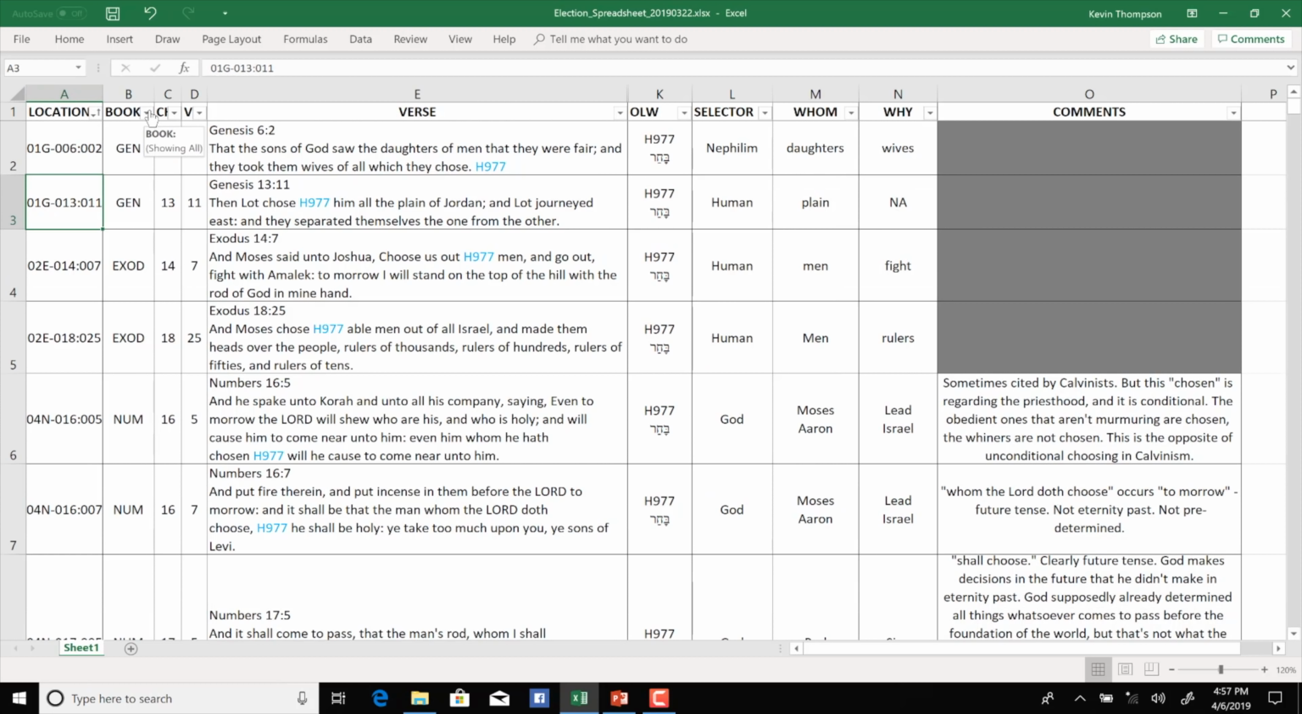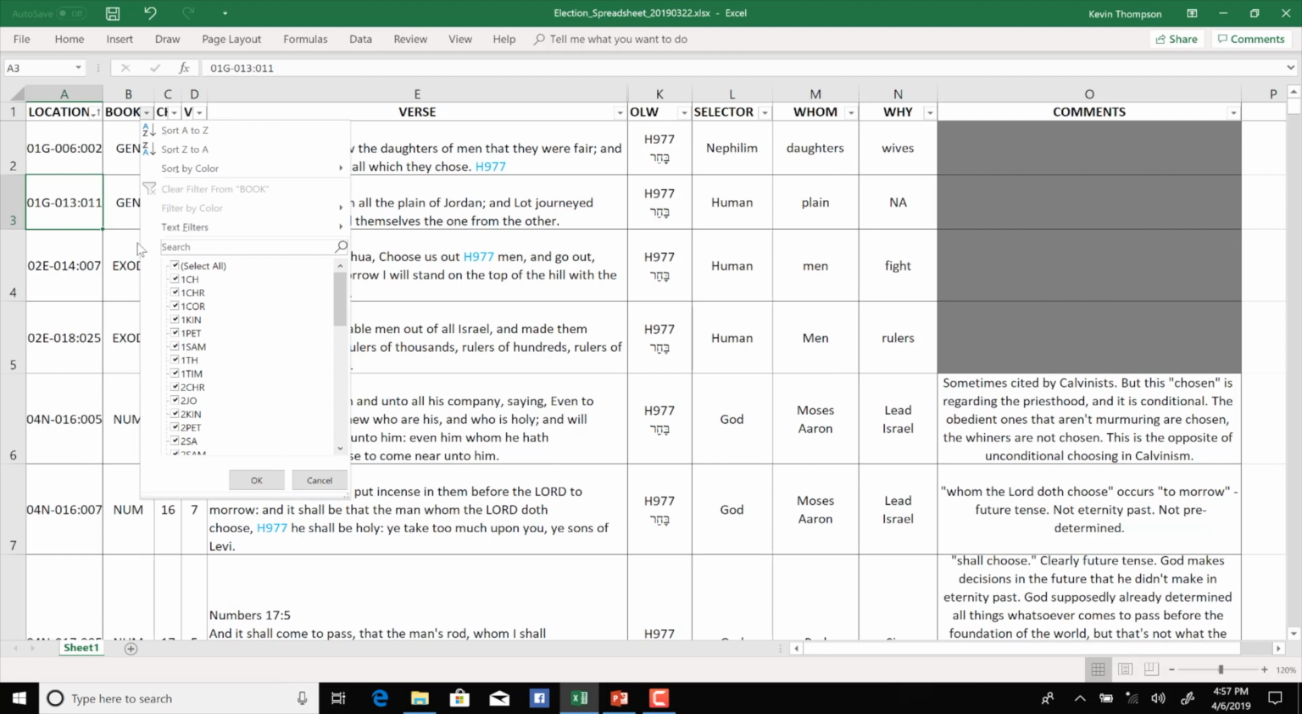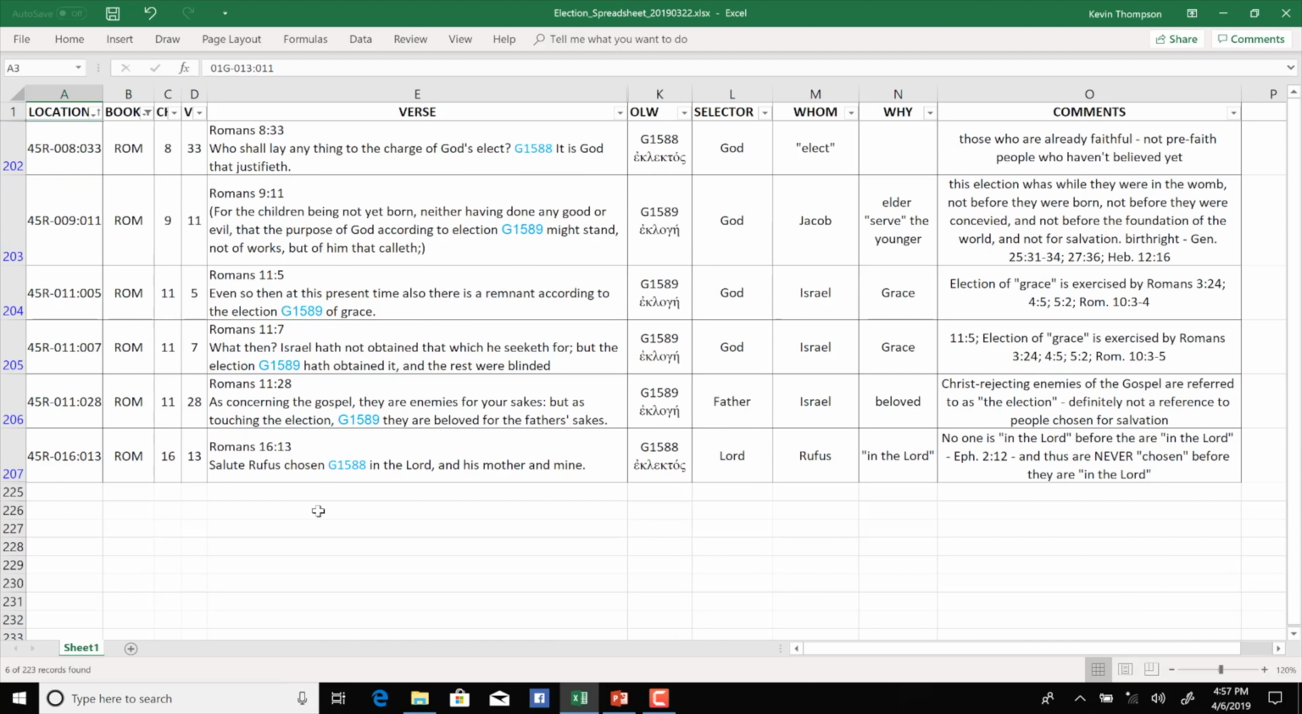Over here, I have the book column, and in the book column, you can pick whatever book you want. For example, you might want to see, hey, where are all the places that the word election shows up in the book of Romans? Now, these are going to be over here in alphabetical order, so I can select all to deselect everything, and I can go down to the book of Romans, and I can see everywhere in the book of Romans that this appears.